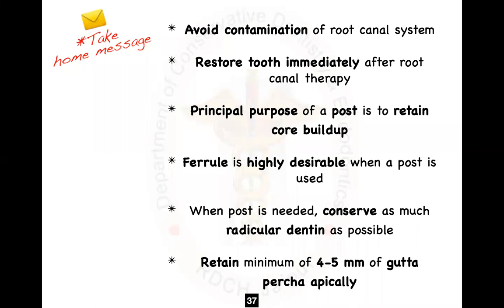Principal purpose of a post is to retain the core build-up. In no way the post will strengthen the root or the tooth. I've repeated n number of times, will not repeat any further. The rule is highly desirable when a post is used. You all already know by now. When post is needed, conserve as much radicular dentine as possible. You have to go back and think about the theories I told you or the approaches that we have: conservationist, preservationist, and proportionist. Lastly, got to retain minimum of 4 to 5 mm of gutta percha apically. The reason also I've told you n number of times.